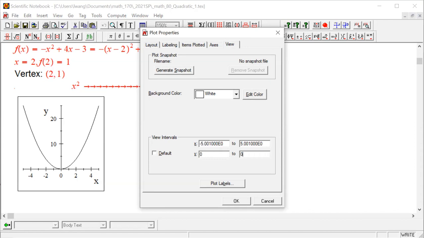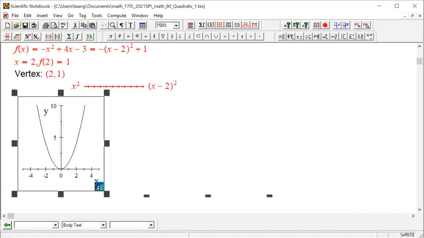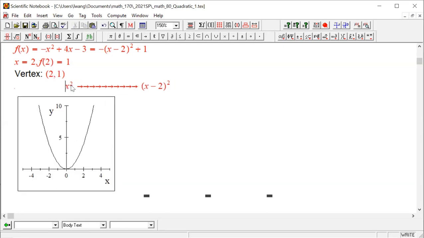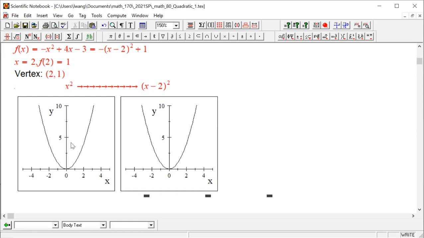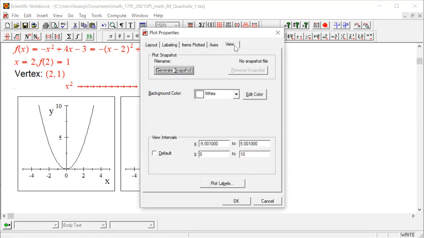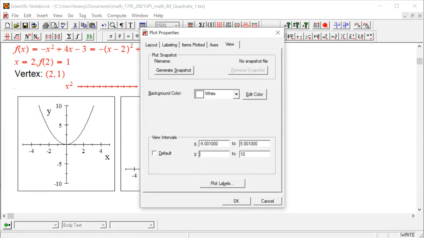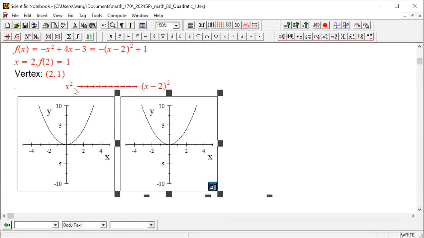So from x squared, we shift 2 units to the right, and we will get x minus 2 squared. I think we need a little bit more adjustment. Okay, so let's make it negative 10. So this will make it negative 10 over here. So I'll make that adjustment. So we have x squared shifted to the right by 2 units.